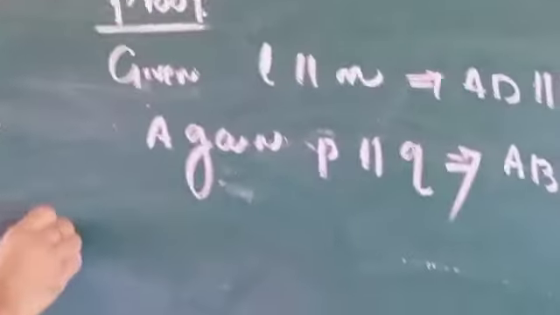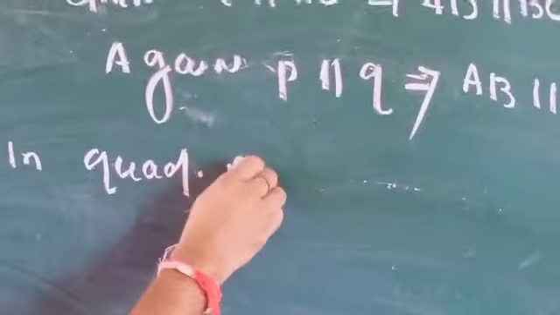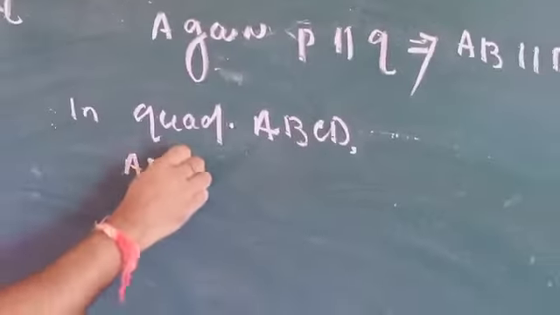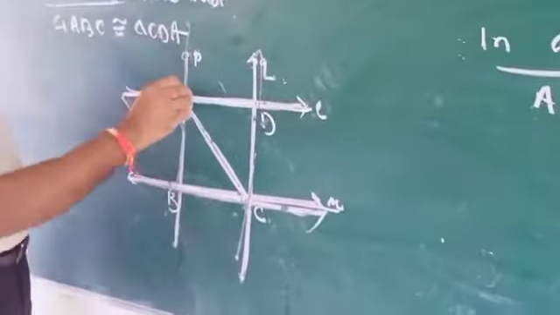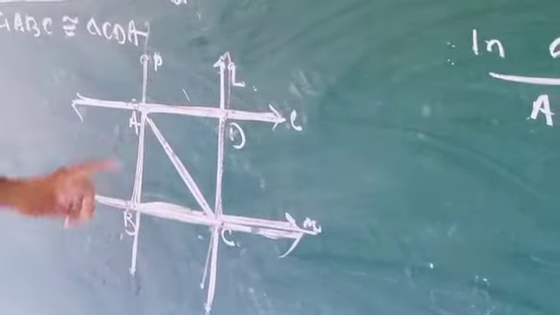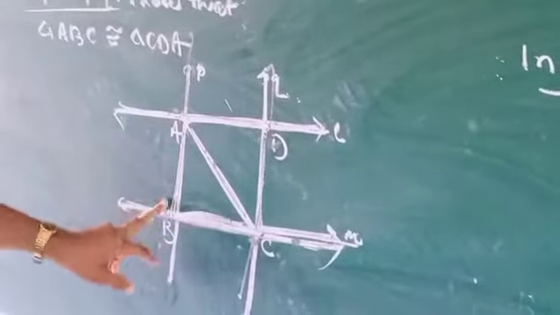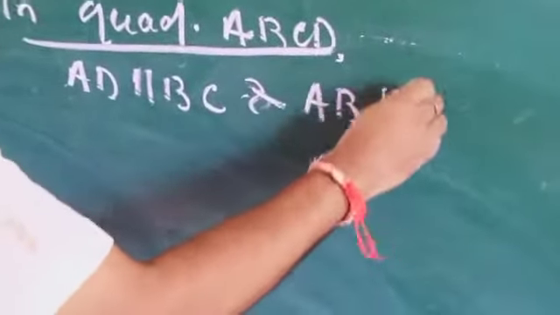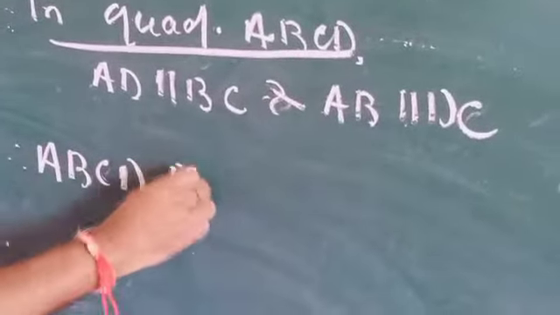So in quadrilateral ABCD, AD is parallel to BC. ABCD is a quadrilateral. So in this quadrilateral ABCD, what happened now? AD is parallel to BC, and AB is parallel to DC. Therefore, ABCD is a parallelogram.